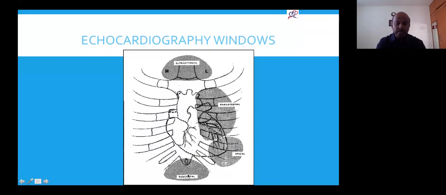Subcostal view would be below the epigastric region, and looking at the heart mainly to look at the atrial septum, interatrial septum, the pulmonary veins, SVC, IVC, etc. And the suprasternal notch view, where you could delineate the aortic arch and its branches, and also the ductus. So these are the 4 major echocardiography windows.